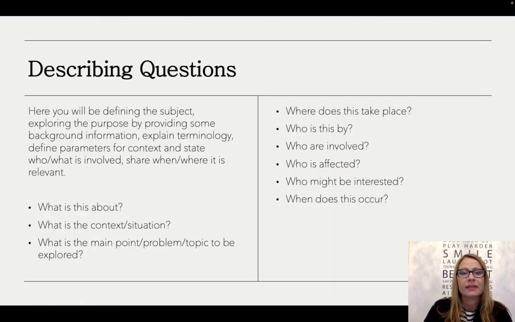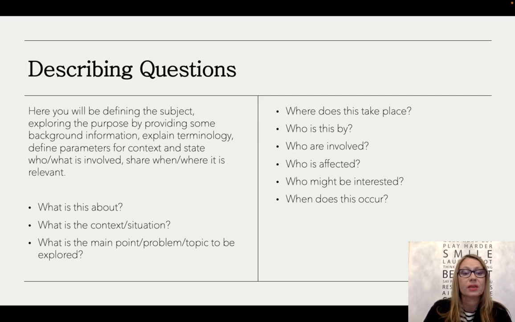So what we're going to look at is, first of all, questions for description, describing. So just a quick reminder here, we're defining the subject, we're exploring that purpose, maybe using some background information, maybe using some terminology if it's appropriate, and defining the parameters for which you are writing about. You'll state who or what is involved, and perhaps when or where it is relevant. So typical questions that you will be addressing, you address these through your reading, and then address those in your writing. Obviously, we're not going to ask a specific question in the writing, you're just going to address it.